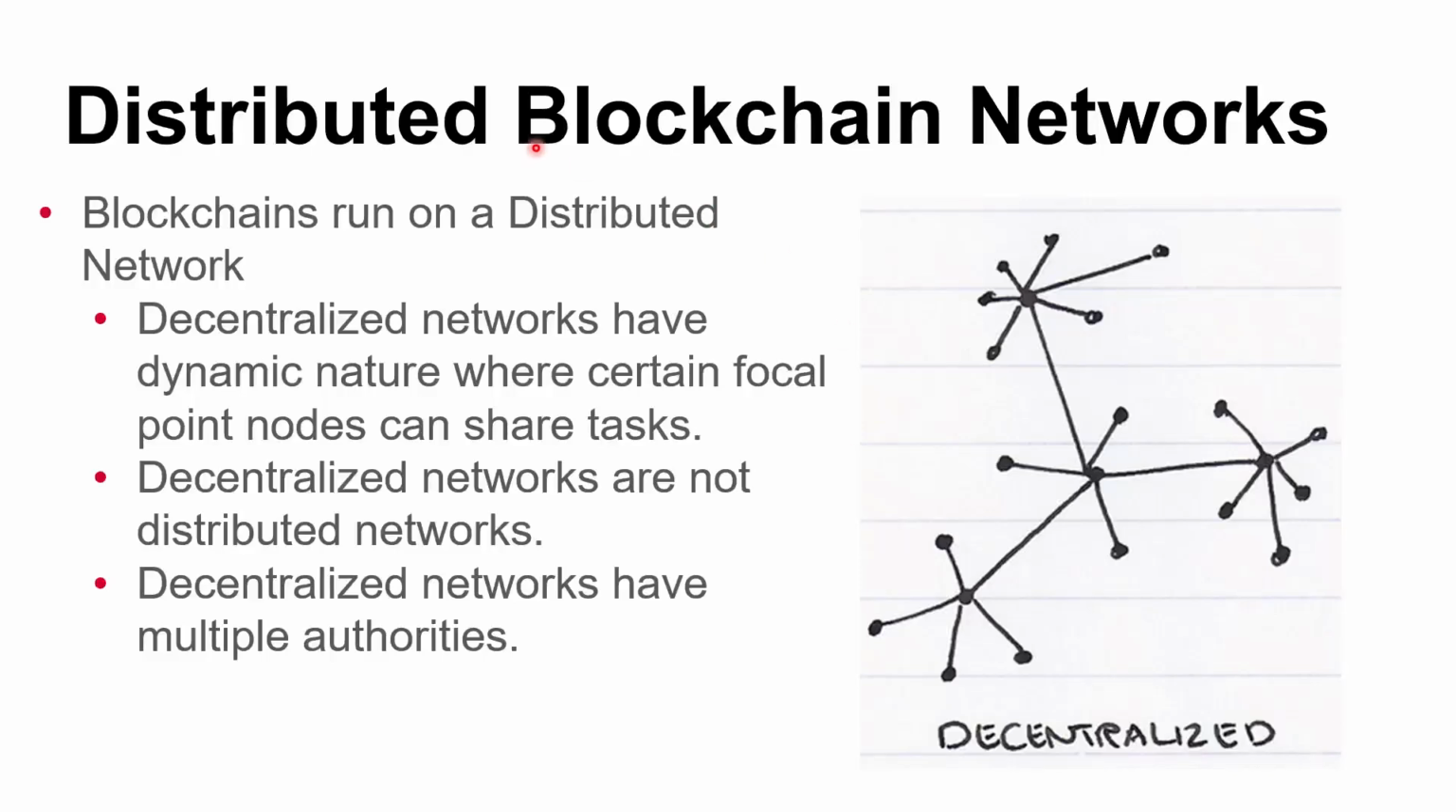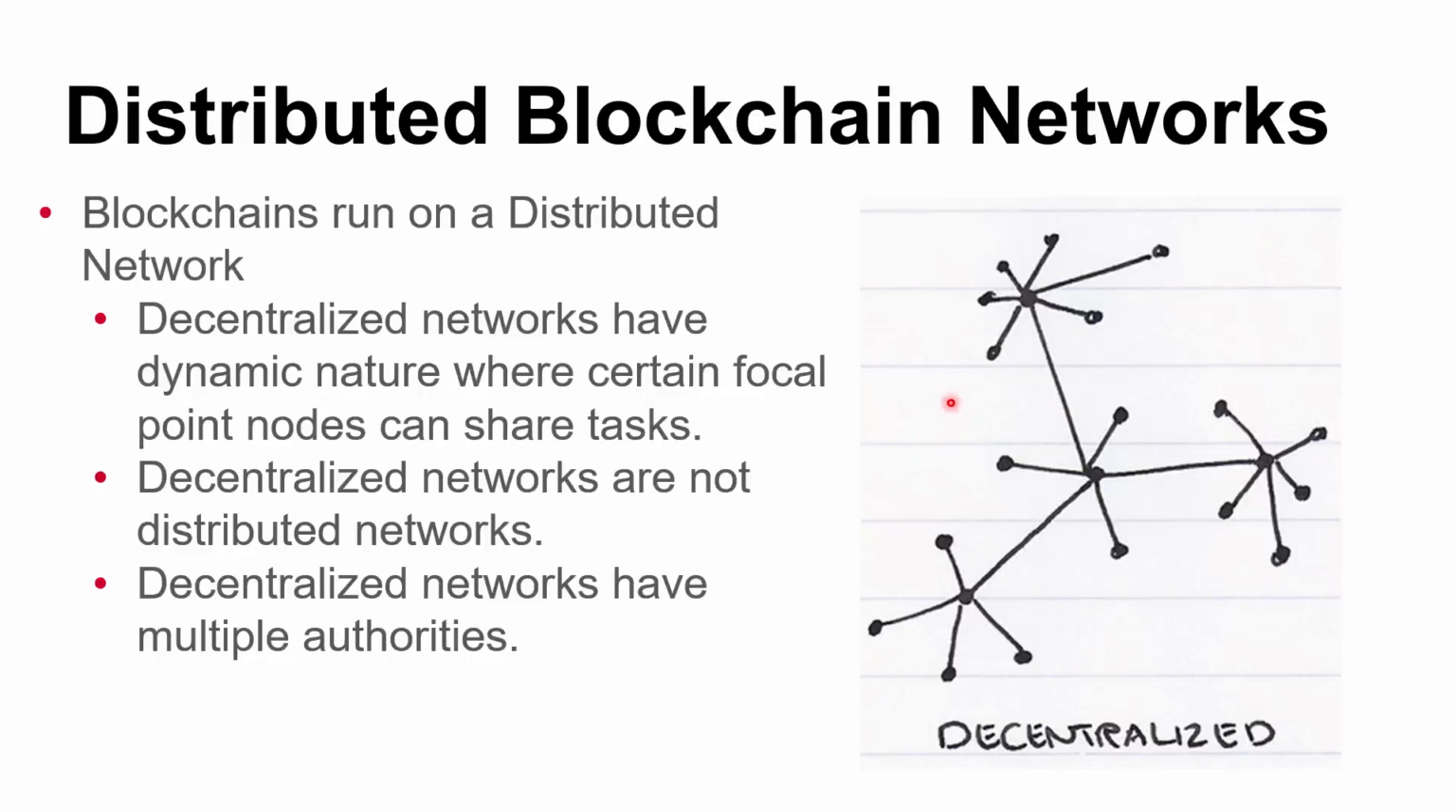So we can see here with a decentralized network, we have several focal points. If any one of these focal points were to go offline, we would have other focal points come back on. And if this node needed to communicate with this node, it would be relayed through their focal points. So again, they could have multiple authorities.